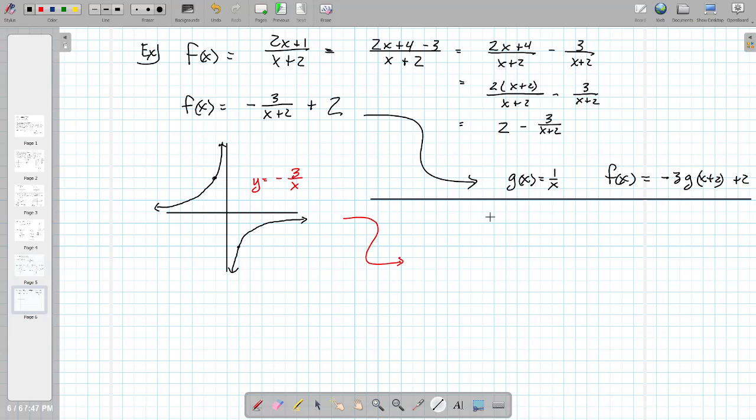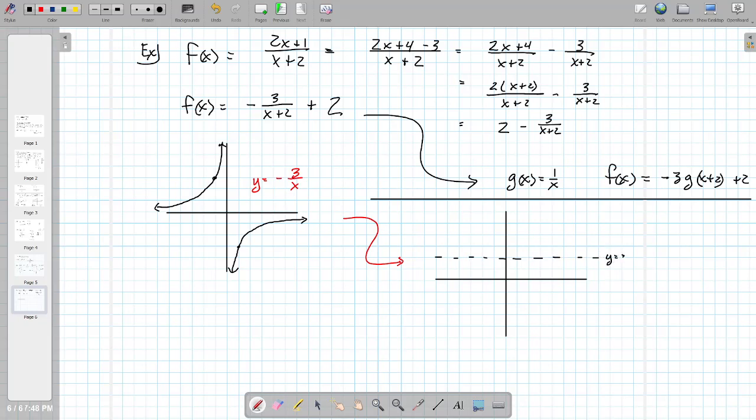Now I want to do the vertical and horizontal shift. So note that we have a horizontal asymptote at y equals 0. Since we're shifting horizontally, that won't affect it, but when we shift vertically, it will. So our new asymptote will be at y equals 2, because we have a vertical shift of 2. We're going 2 units up.